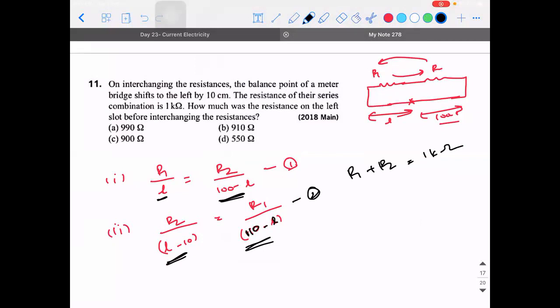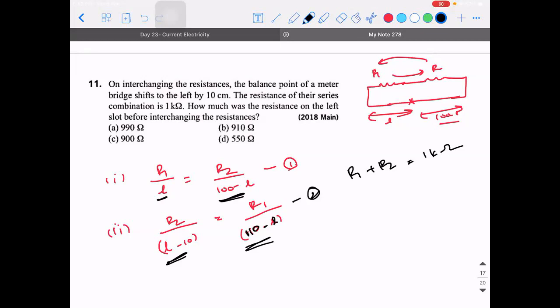So how many unknowns, bro? How many unknowns in the equations that we have written, or in this problem? R1, 3. R2, 3. So 3 unknowns, 3 equations. Can you solve it? So once you solve them, you will get any of these answers.